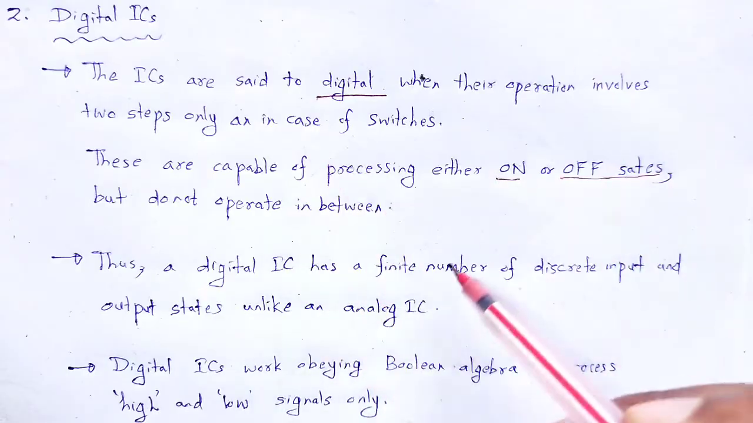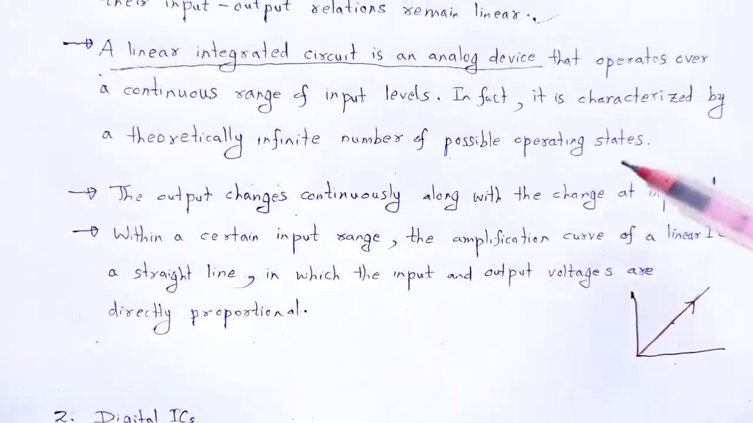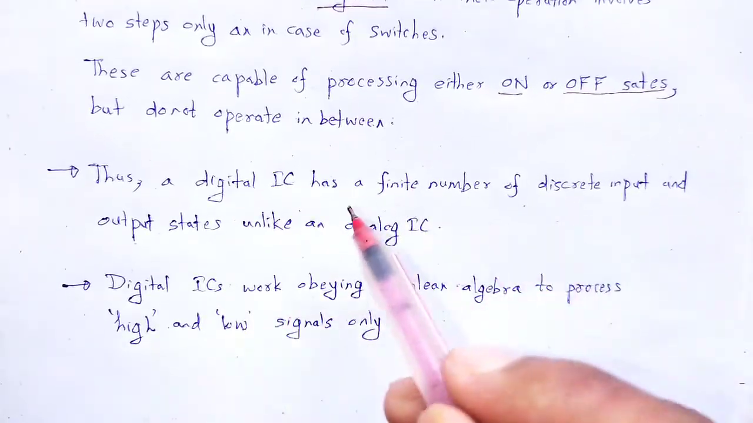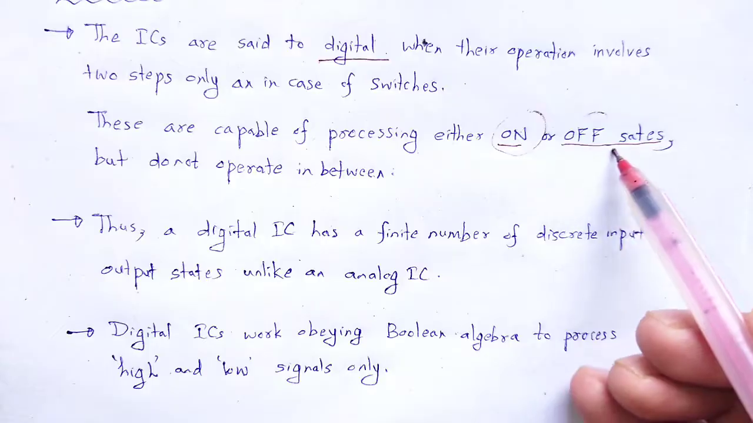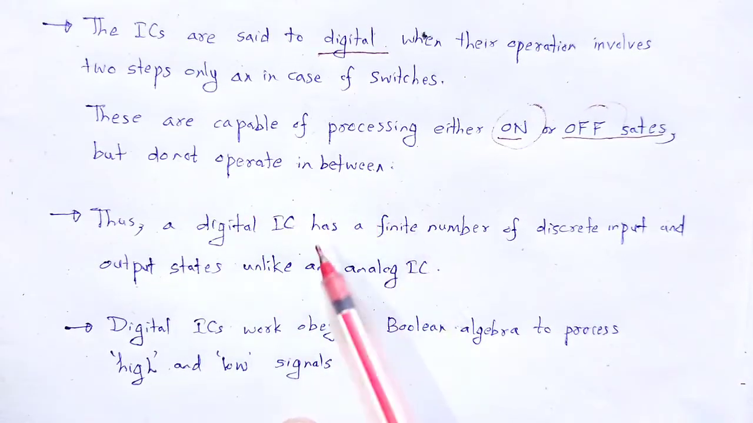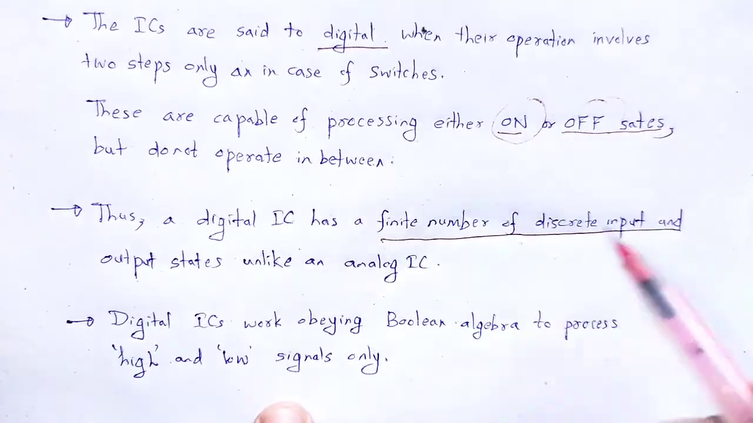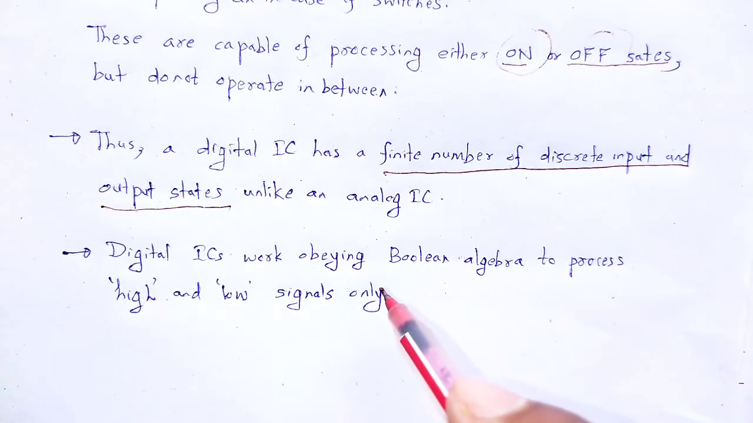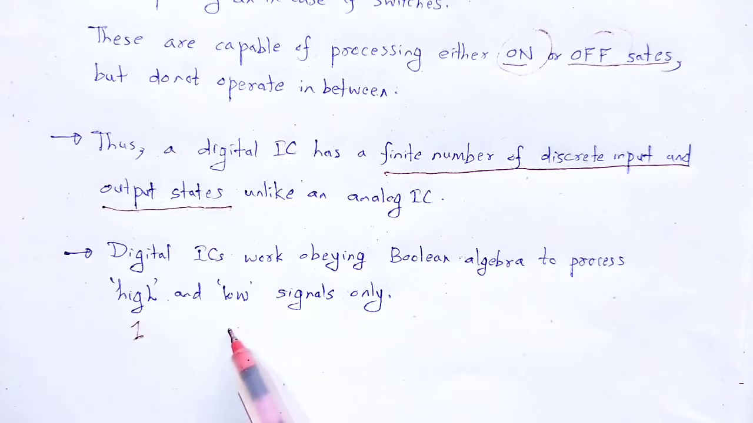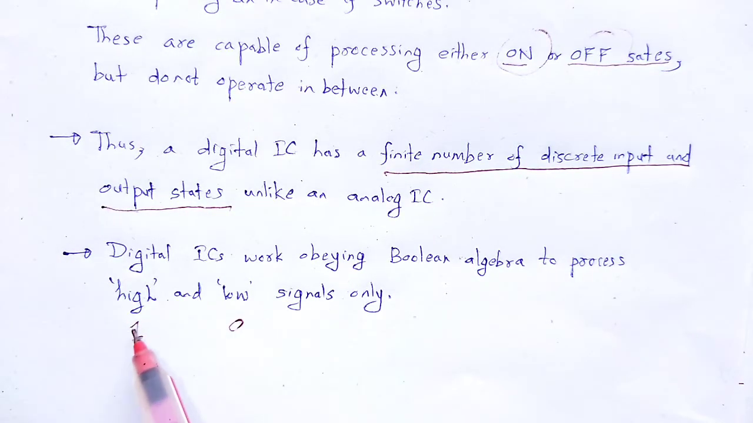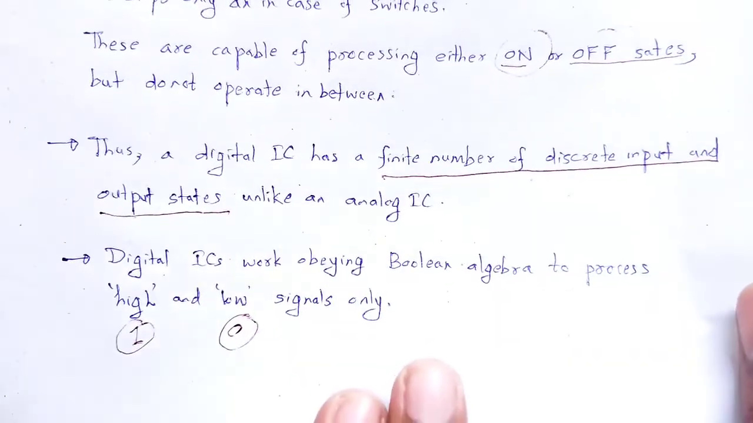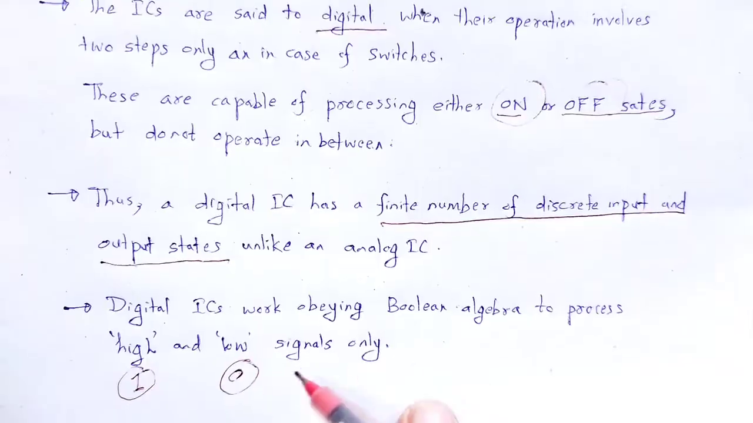Thus, a digital IC has a finite number of discrete inputs, but in the case of linear ICs, there are an infinite number of possible operating states. In digital ICs, since they act on and off, there is no intermediate state. Digital ICs work obeying Boolean algebra to process high and low signals. High signal is treated as 1 and low signal as 0. By using the Boolean algebra concept, we can easily define the characteristic properties of digital ICs.